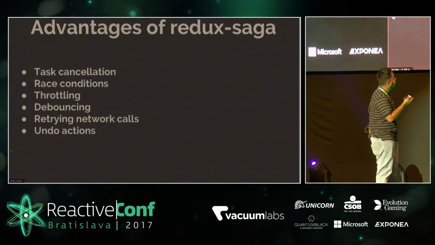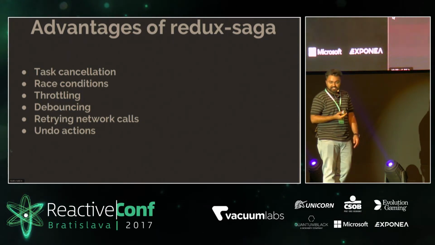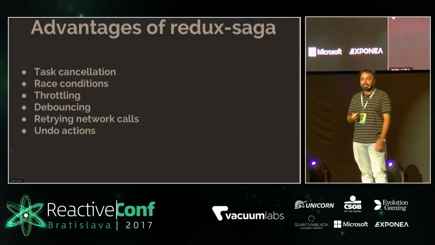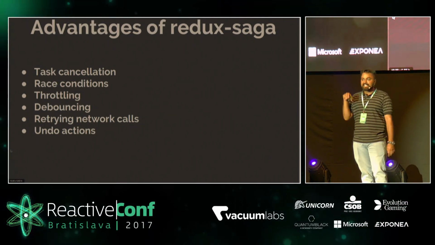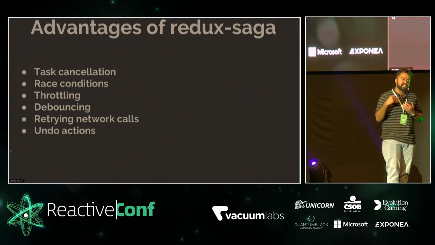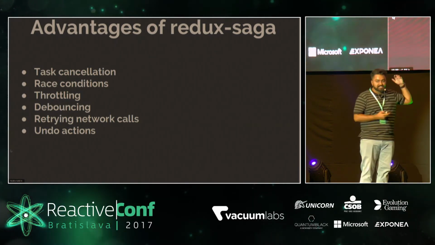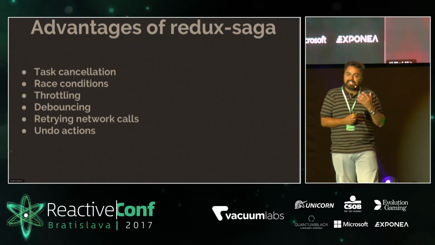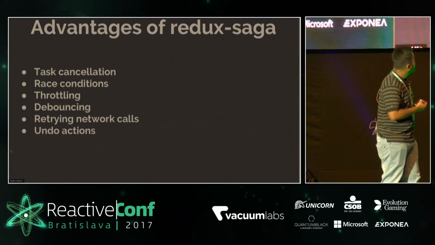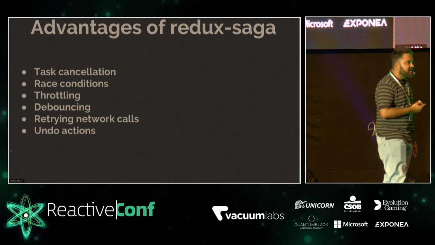And these are the advantages of Redux Saga. It has task cancellation, because sometimes you don't want all of the dispatched actions to be handled. For example, autocomplete. When you type in three characters, after that you want to dispatch an action. But on every key you're dispatching an action, and you don't want to handle them all, only the latest one. In that case, you can use takeLatest from Redux Saga, which only handles the latest dispatched action. Then you have race conditions, throttling, debouncing, retrying network calls, and undo actions.